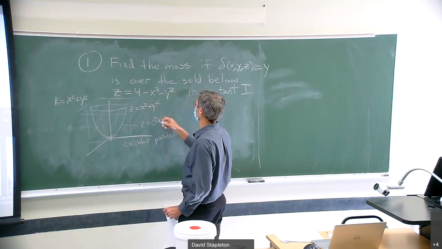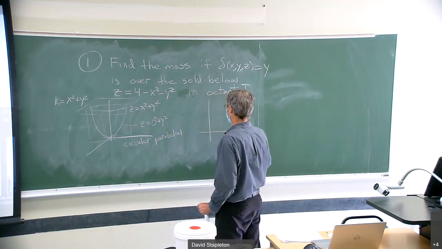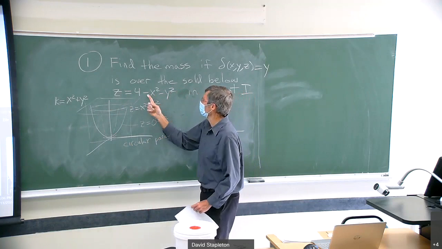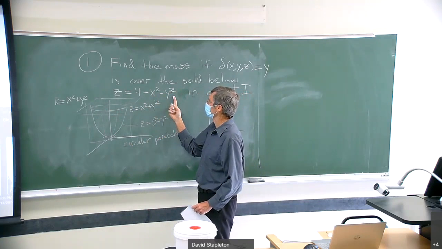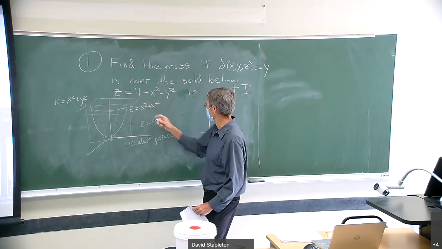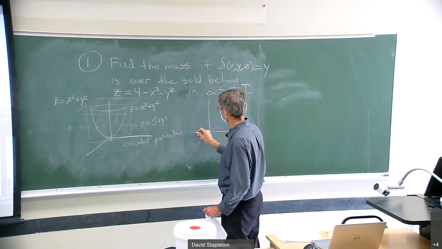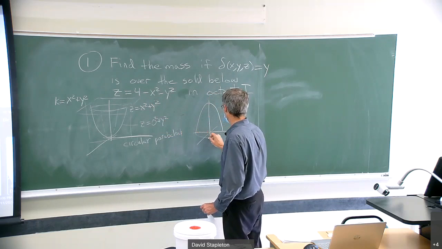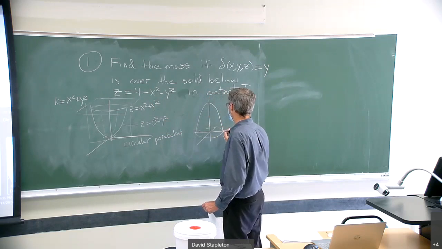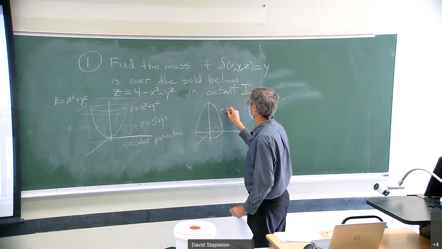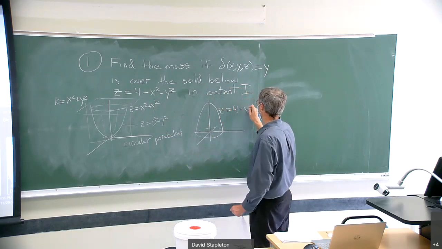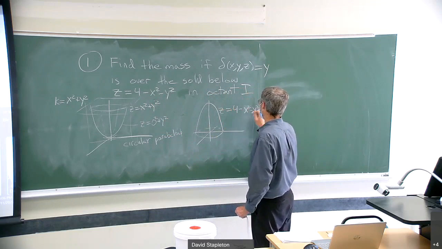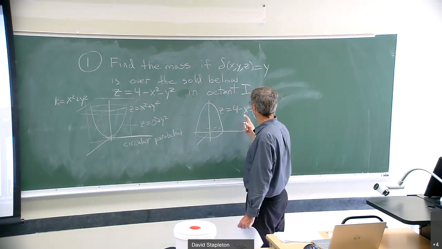Now, what does this one look like? Well, if you put minus x squared plus y squared, it turns it upside down, and then you add 4 and it slides it up 4 units. So it's this one upside down and slid up 4 units. Looks like that. So z equals 4 minus that circular parabola. So this is actually still a circular parabola. It's just upside down and translated.